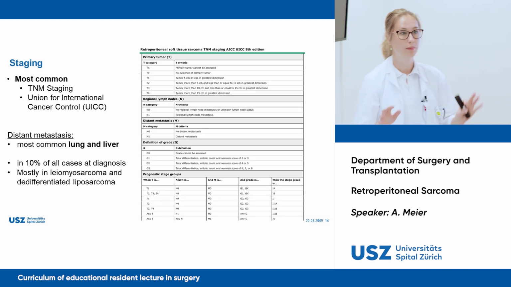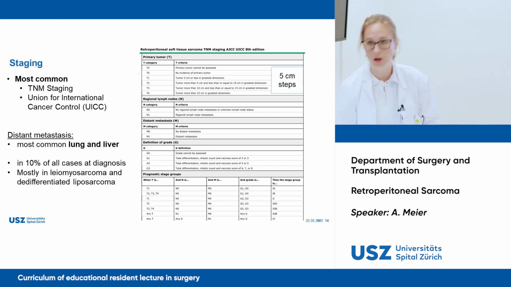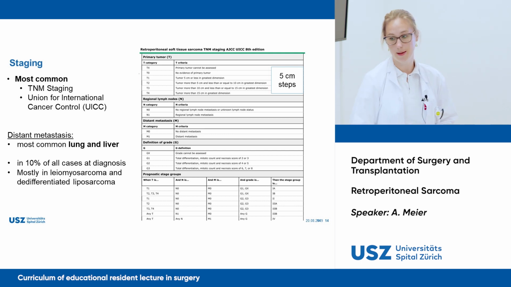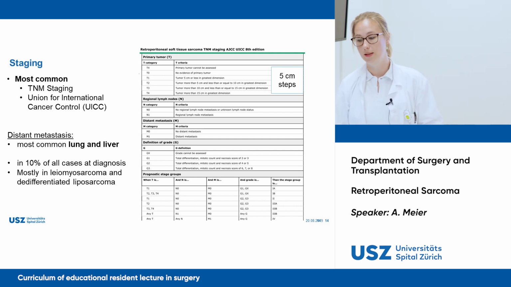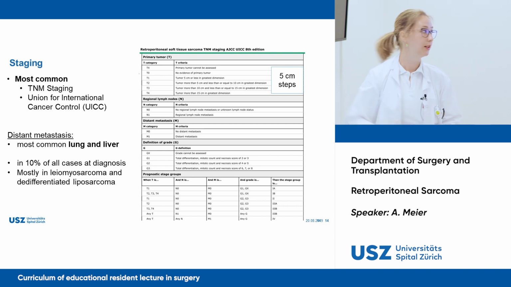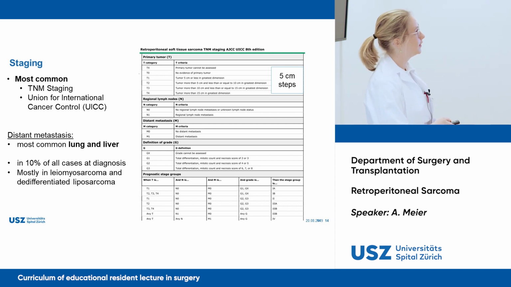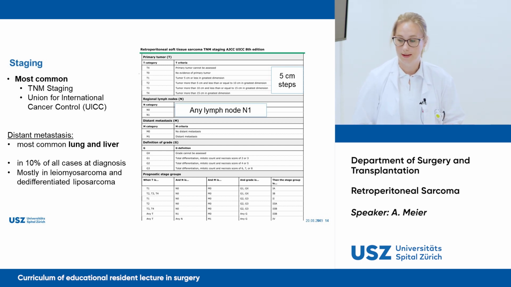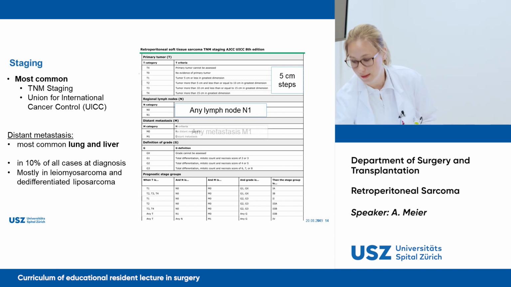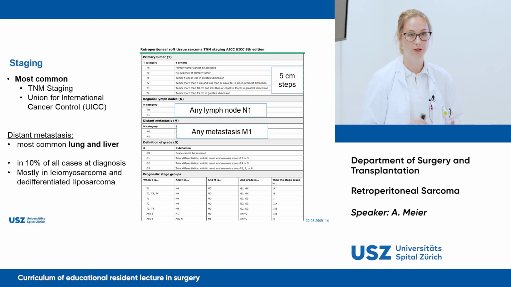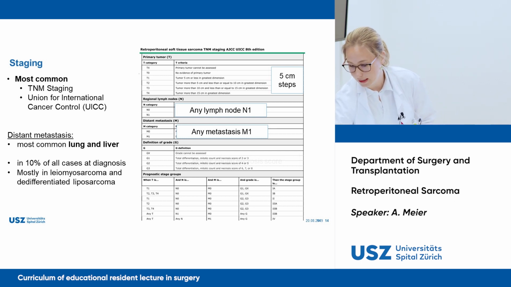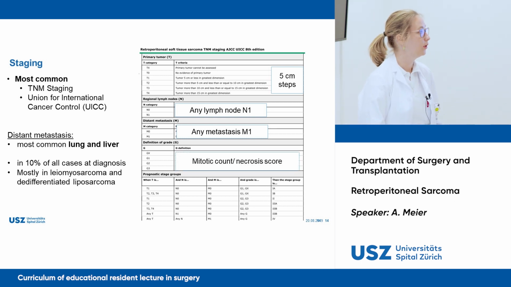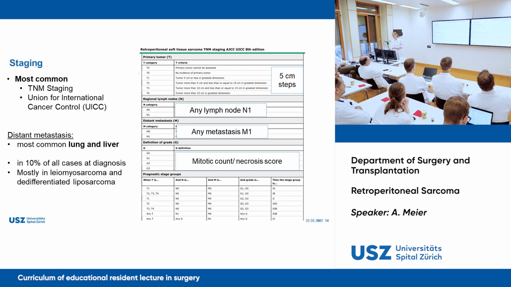I will give a quick impression of the TNM staging. It is more or less kept in 5 centimeter steps. So a T1 will be 5 centimeters or less, and then it rises up to a T4 with more than 15 centimeters in dimension. Then it's pretty simple. Any lymph node positivity will get an N1. Any metastasis will get an M1. There is no differentiation in that. And we grade the histological part with mitotic count and necrosis score.